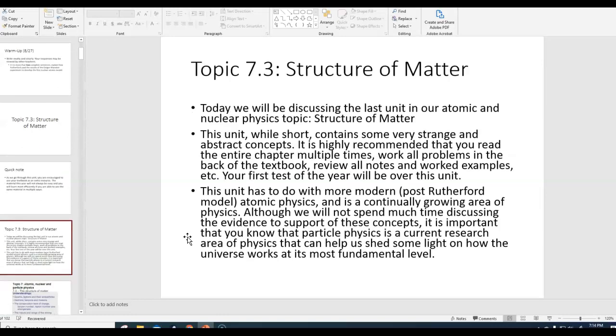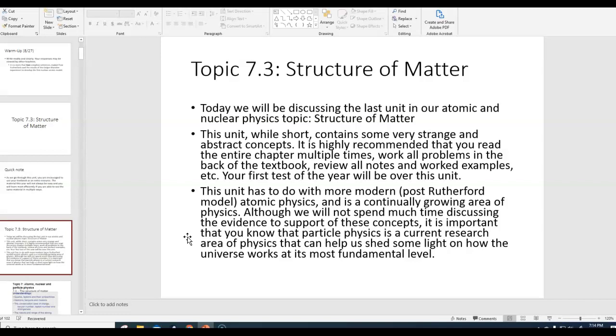Okay, so topic 7.3, again, is called Structure of Matter. This is going to be the last unit in atomic and nuclear physics, and then after this we will be moving on to a different unit. This unit, while short, contains some very strange and abstract concepts. In some ways it's very interesting, and in some ways it's going to be a little confusing and difficult to follow. I will do my very best to explain everything to the best of my ability, but again, for this particular subject, we are dealing with things that I myself did not even learn in college, so I kind of had to teach myself this topic from the IB physics textbook. So again, that is definitely going to be your number one resource for learning this material.